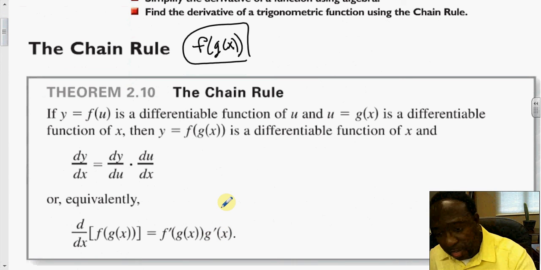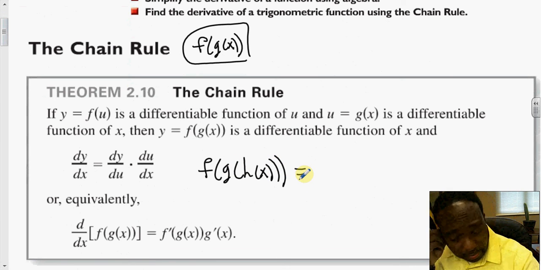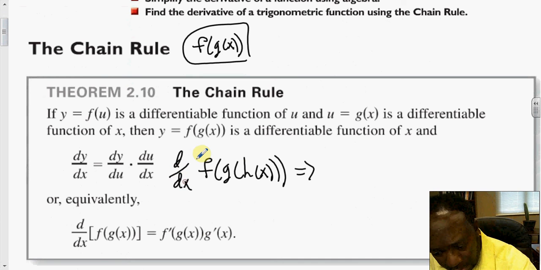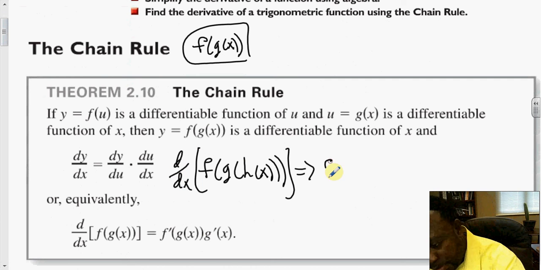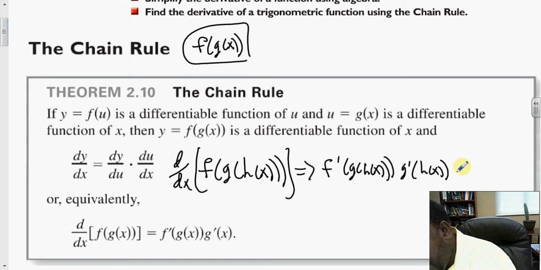And if you have f of g of h of x, then you just keep on operating in that fashion to say that this derivative is f prime of g of h of x, times g prime of h of x, times h prime of x.